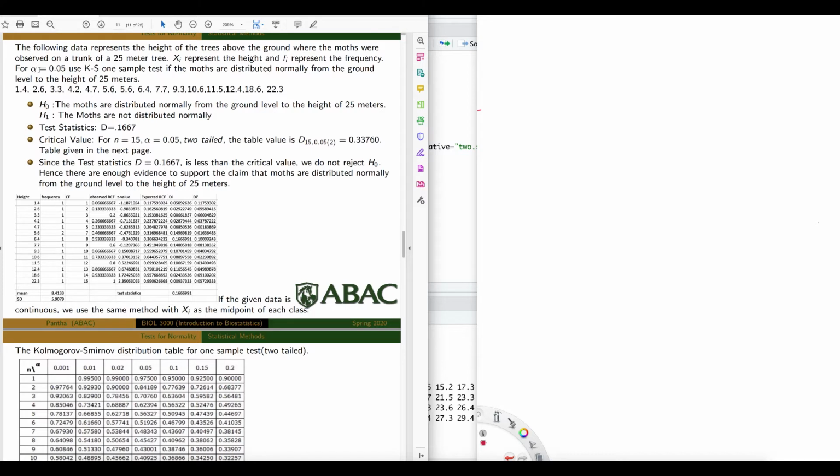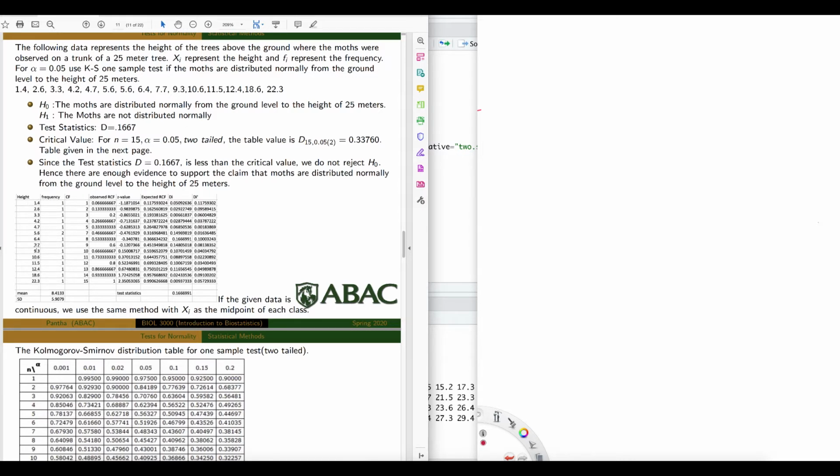So for alpha equals 0.05, use the KS one sample test to check if the moths are distributed normally from the ground level to the height of 25 meters. So what is happening here is they are counting the moths at every height of the tree. For example, if the tree is 25 meters long, they count how many moths were there at the 1 meter height, how many at the 2 meters height, how many at the 3 meters height, and so on.